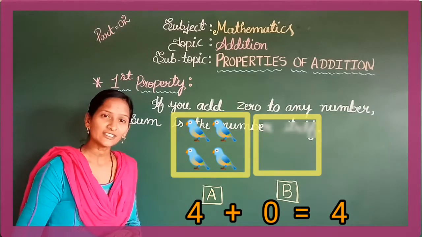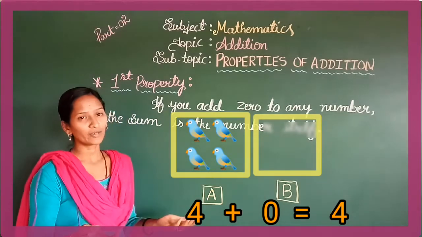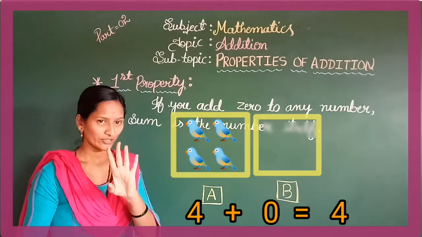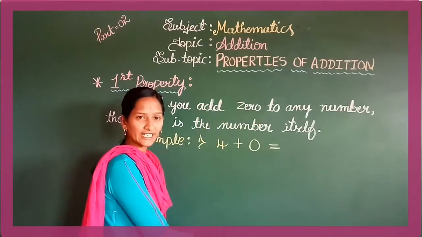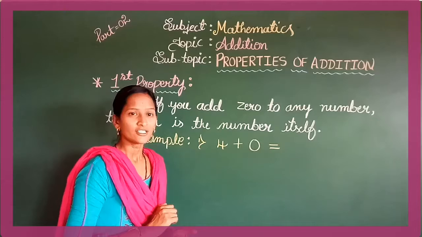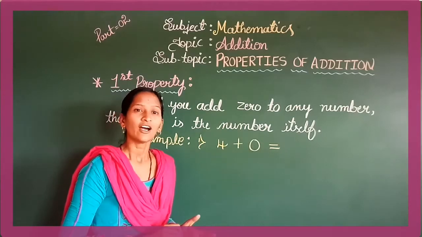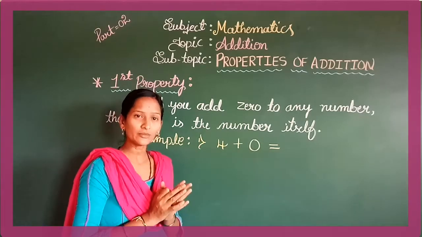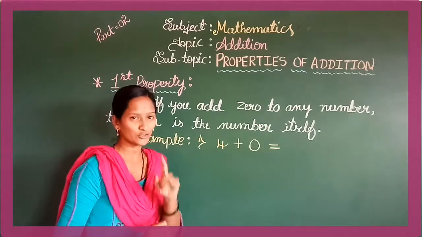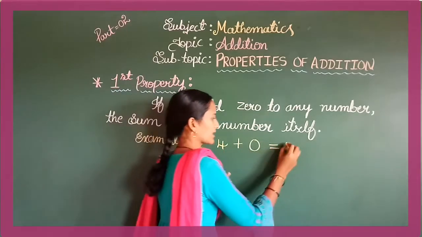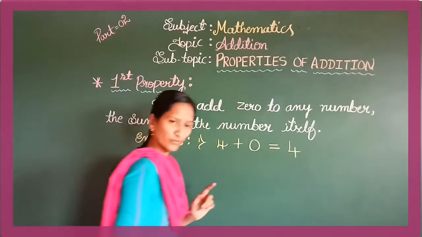What is the answer? The same number of birds, that is 4. Right? Yes, already we did the activities about birds. So in that, finally, after adding both the groups, we are getting the same number, that is 4. So 4 plus 0 is again 4.